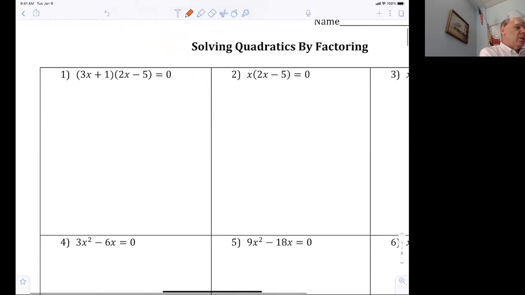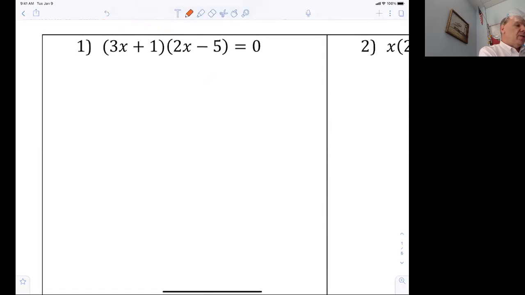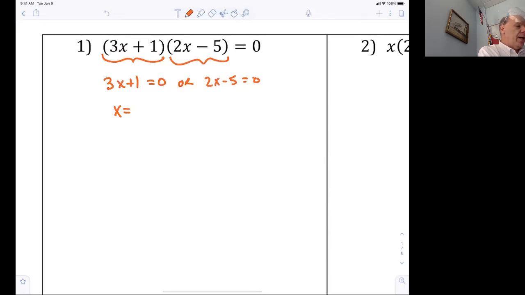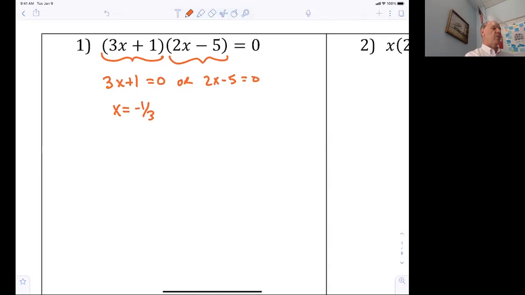I'm asking about number 1, because these two things multiplied together have to equal 0, then one of those two has to equal 0. So you write down 3x plus 1 equals 0, or 2x minus 5 equals 0. That's it. And now, of course, you just solve that. Here is my expectation: everybody should be able to look at that and just say x equals negative 1/3.